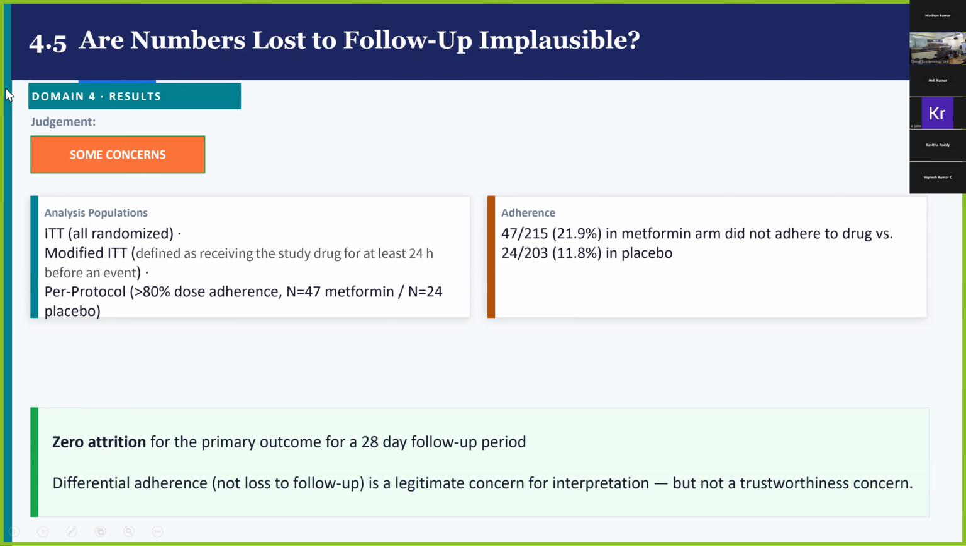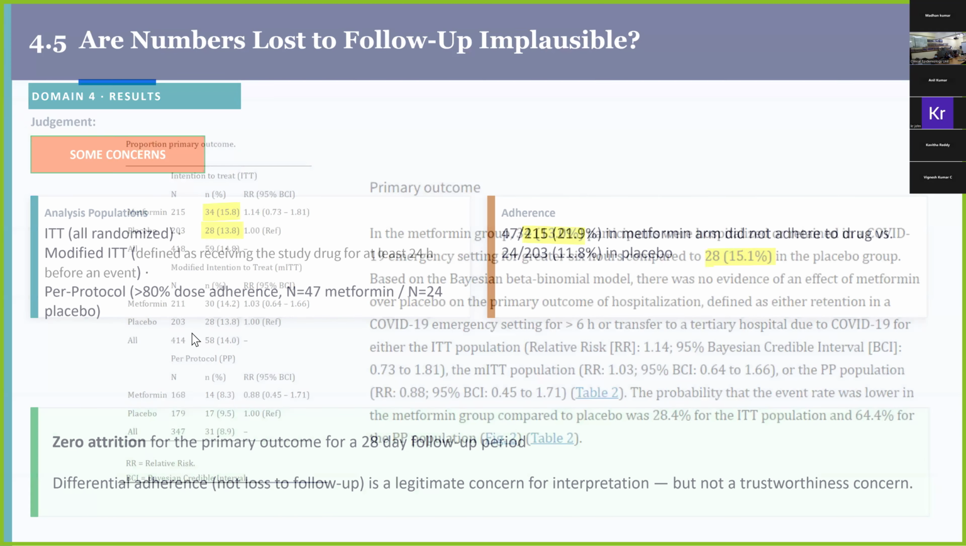In the intention to treat analysis, all participants randomized at the beginning to the metformin and the placebo arm were analyzed in the same group till the end. And in the modified intention to treat, those who had received the study drug for at least 24 hours before reaching the primary event were analyzed as the denominator. And in the per protocol analysis, the denominator used was at least 80% adherence to the metformin or the placebo, which was 47 and 24 as per the CONSORT diagram of the study.